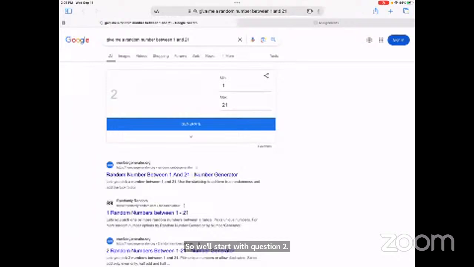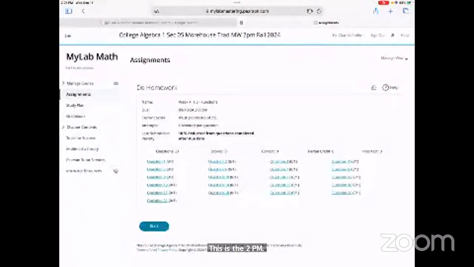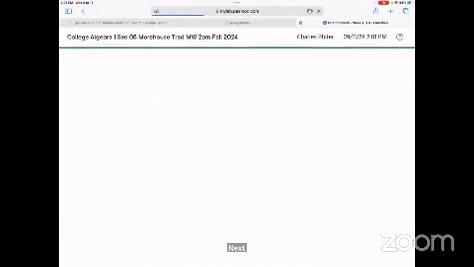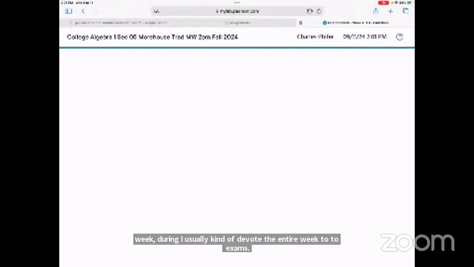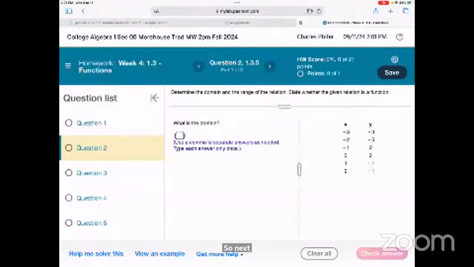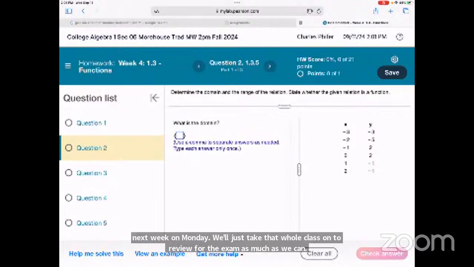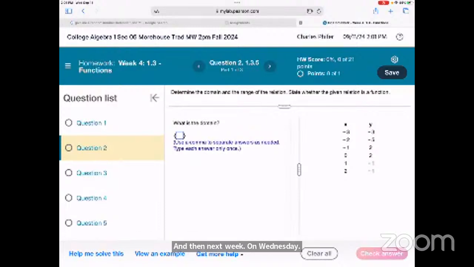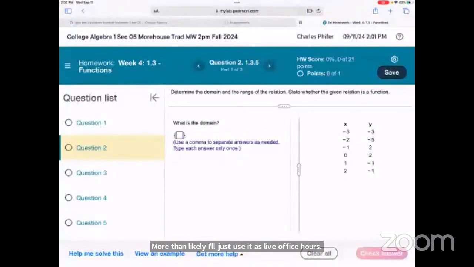You can also anticipate exam 1 to become available this Sunday. Next week, I usually devote the entire week to exams. So on Monday, we'll take the whole class time to review for the exam as much as we can. And then on Wednesday, more than likely, I'll just use it as live office hours. You can take your exam during class if you want, or take it beforehand. You can ask questions about the exam as you take it. We can work on it together.